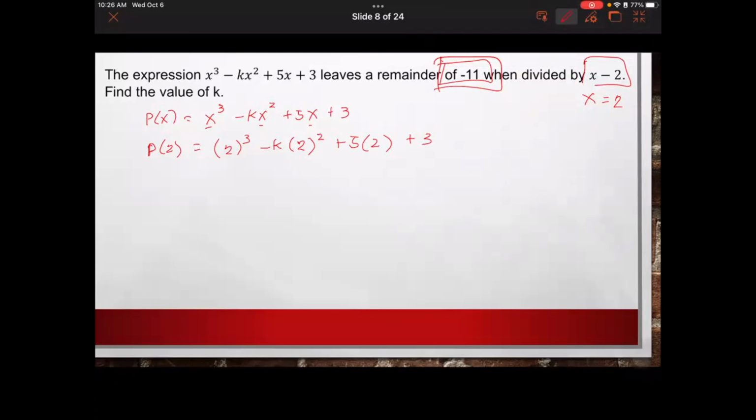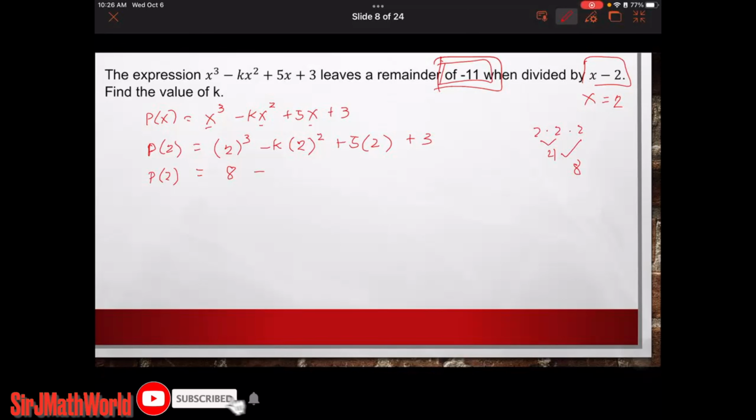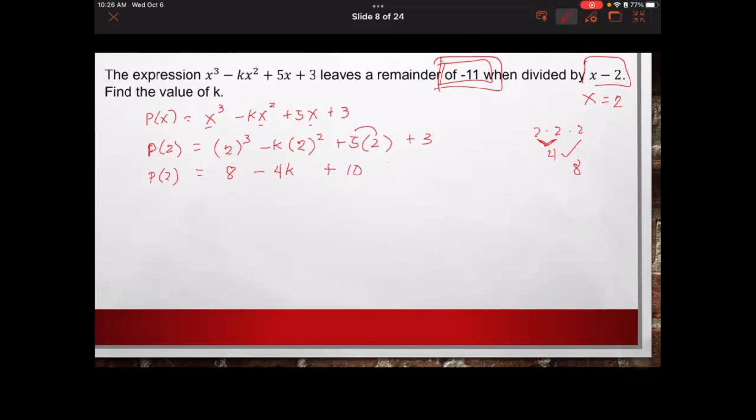Then p of 2 is equal to, so 2 to the 3 ay 8. Why it's 8? Kasi 2 times 2 times 2. This is 4. 2 times 2 ay 4 times 2 ay 8. Tapos minus k times 2 squared. Ito yung 2 squared, 2 times 2, that is 4k. Tapos 5 times 2, so plus 10 plus 3.